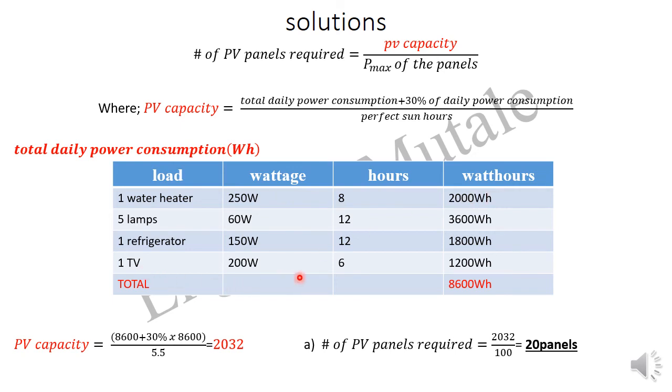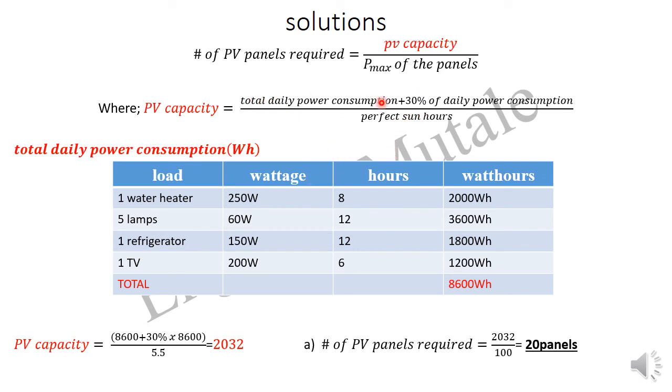It will be the same for the TV and the refrigerator, except for lamps, because the quantity here is 5. So the total watt hours for lamps will be 5 times the 60 watts times the duration, which is 12, and that will give us that. Once you have those watt hours for respective loads, then you add them together, you are going to have this as your total watt hours. So when you come to PV capacity, which is basically total daily power consumption plus 30% of that divided by peak sun hours.